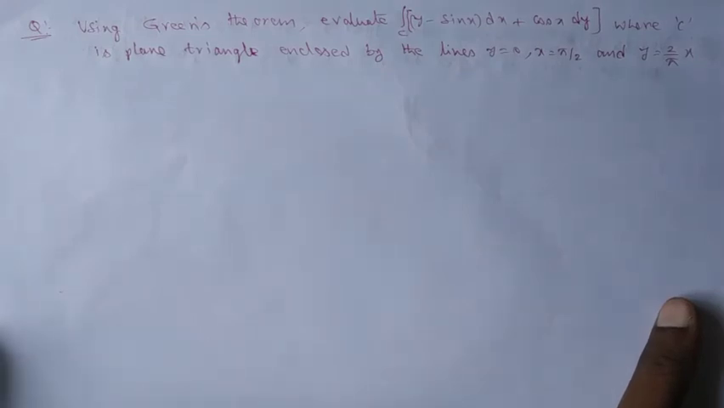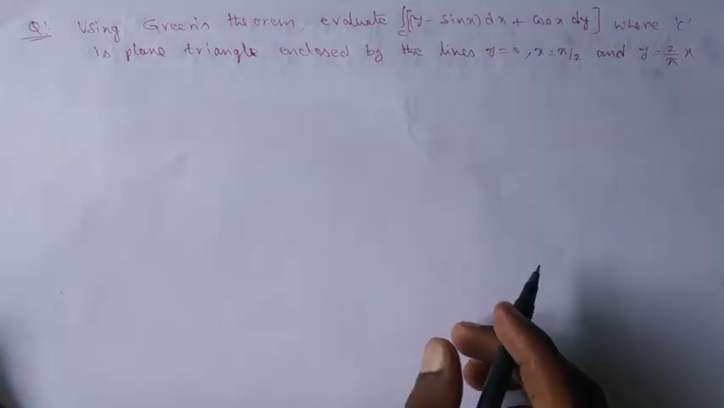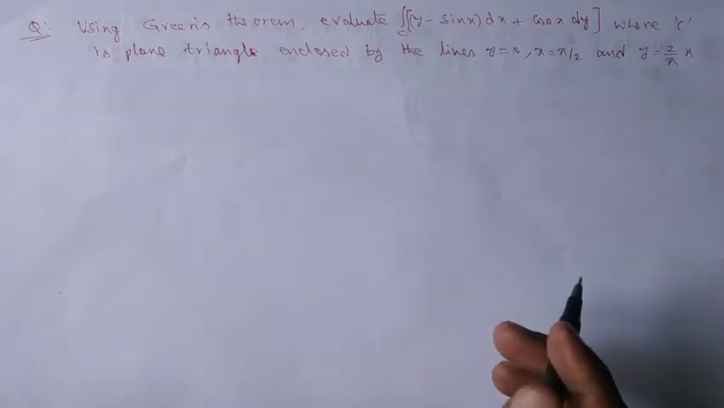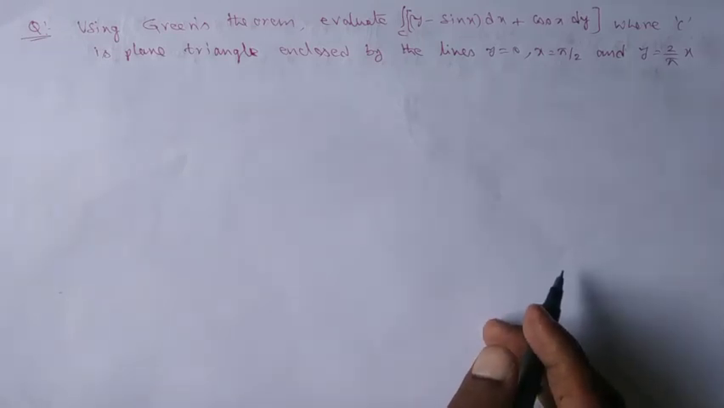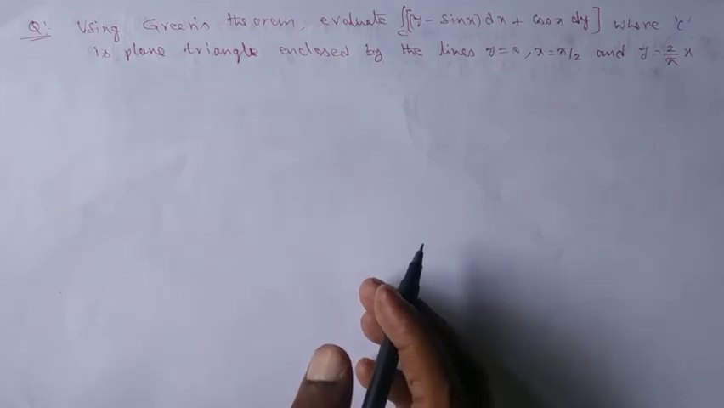Another question we can have here, using Green's theorem, evaluate integral over C of y minus sin x dx plus cos x dy, where C is the plane triangle enclosed by the lines y equal to 0, x equal to pi by 2 and y equal to 2 by pi times x. So here in the last problem we verified the theorem, means we have to find out the left hand side integration and right hand side integration, and we have to show that both the integral values are same.